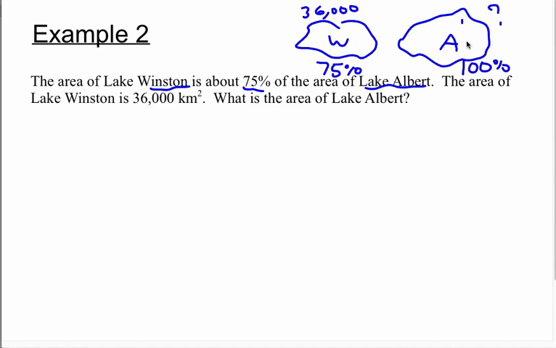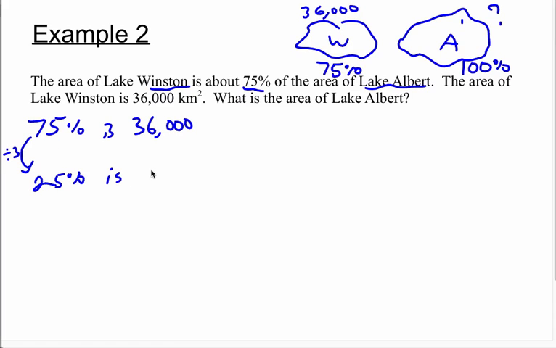So we have to find the area of Lake Albert. It's obviously going to be bigger. So we need to mathematically solve for this now. So we have 75% is, so we can do my method from before, 75% is 36,000. And we want to get to 100%. Now we can't multiply directly right now to get up to 100%, but what we can do is divide by 3, and we'll get 25%, which is easy to get up to 100%.